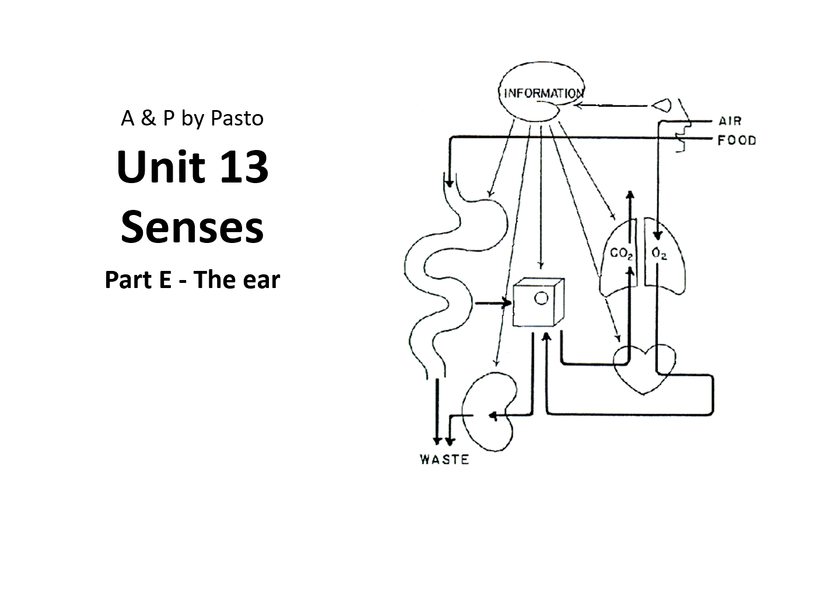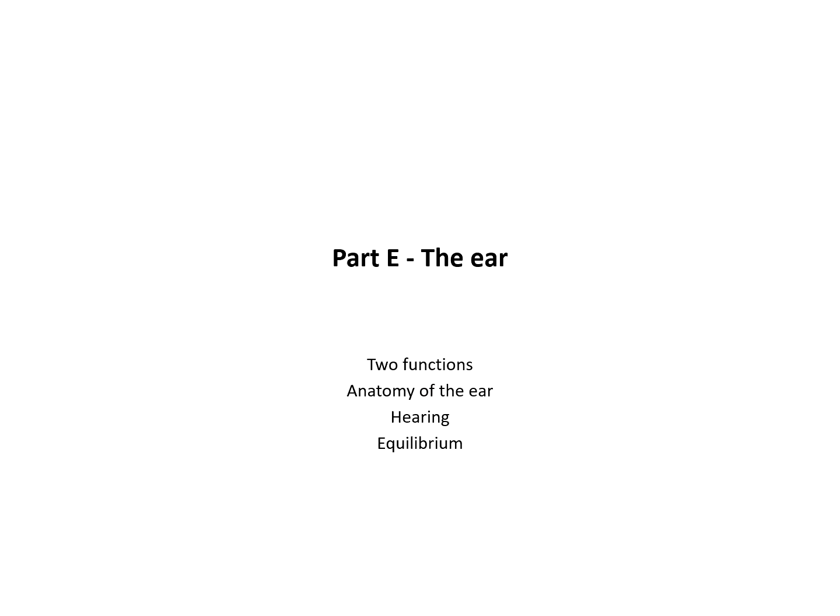We're now ready to look at Part E, the ear, of Unit 13, the senses. You may have noticed that when I introduced you to the other parts of the senses, I referred to them by the modality, that is, vision, pain, taste, and so forth. But for this organ, I refer to it by the name of the organ itself, the ear. That's because it has more than one function. We'll look at the two functions of the ear, we'll look at the anatomy of the ear, and we'll discuss hearing and equilibrium.